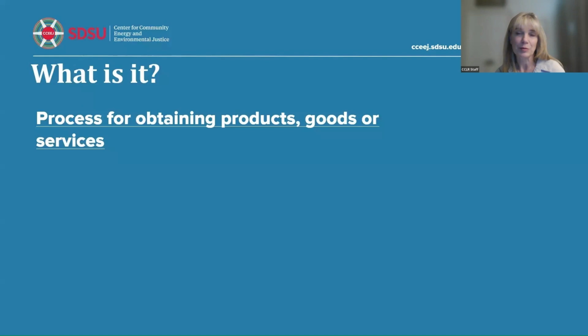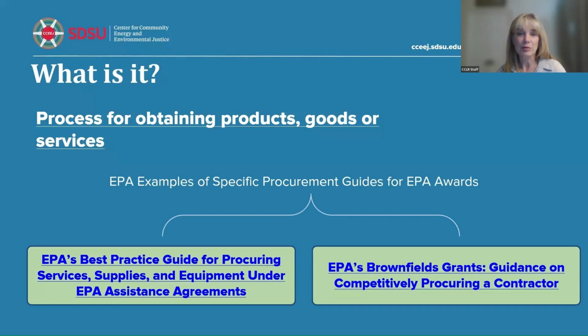So, for example, with EPA brownfield grants, there's a specific guide for EPA procurement, and they've produced two documents. The one on the left is their best practice guide. It's roughly 27 pages, and it can be found on their website at this hyperlink. And the companion piece is for the specific contracting method that is called competitive procurement. We'll get into the various methods later. But EPA has these two guides. Other federal agencies probably also have guides themselves to help people through their procurement process.